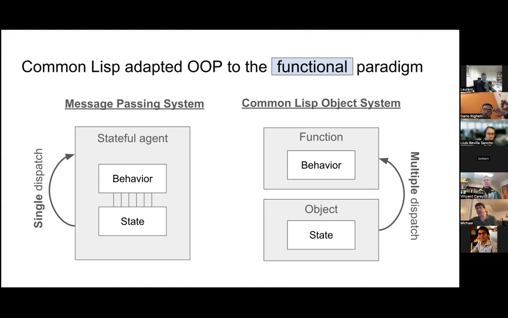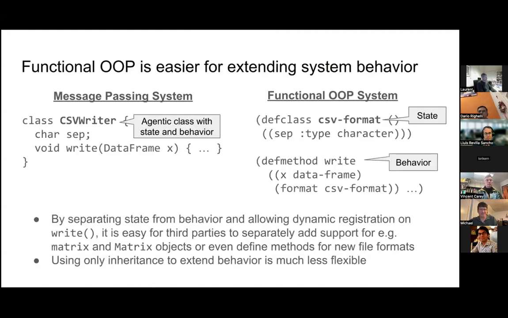You're no longer sending a message from one object to another, which would necessitate single dispatch because you're really just dispatching to one object. You can now have these functions that can take any number of arguments and dispatch on any number of them. So it gets you a lot more flexibility. So we definitely wanted to stay with the functional paradigm when approaching S7.